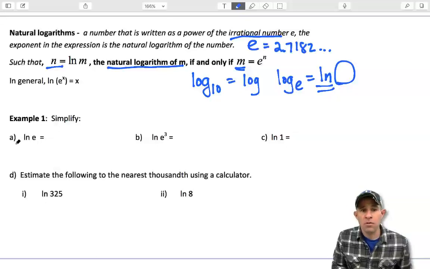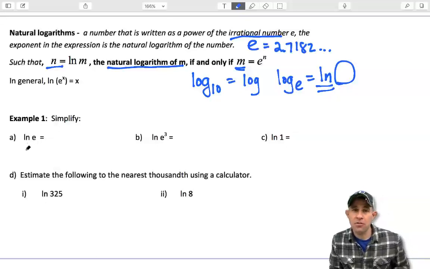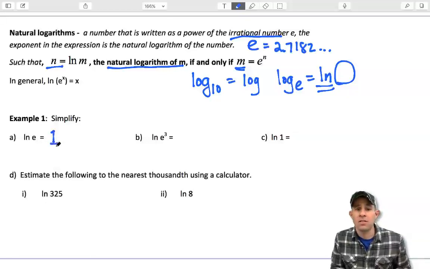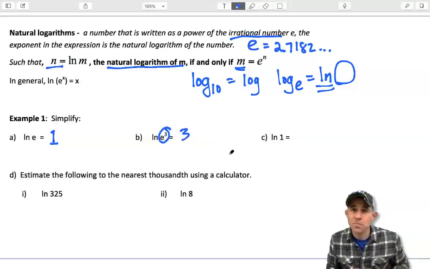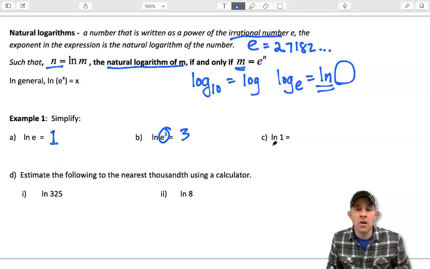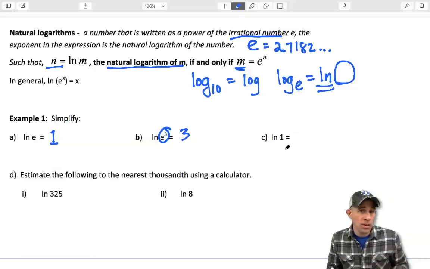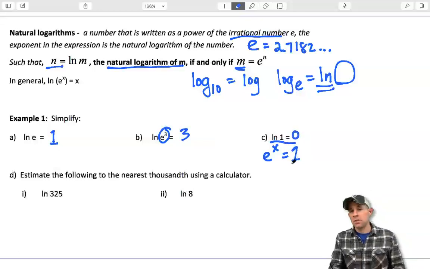So, for example, our first one says to simplify the natural log of e. What power do I raise e to in order to get e? Well, that's just the first power. Part B says take the natural log of e to the third. In other words, what power do I raise e to in order to get e to the third? Well, it's got to be the third power. And part C says what power do I raise e to in order to get 1? Well, remember, any base raised to the 0 power will give us 1. So the natural log of 1 must be equal to 0.